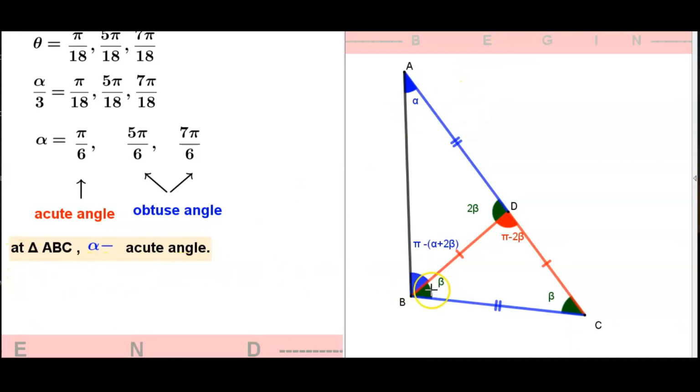In triangle ABC, it is obvious alpha is an acute angle. Alpha is an acute angle, that is why this triangle is formed. Therefore, this is the only possible solution. Alpha is equal to pi by 6.